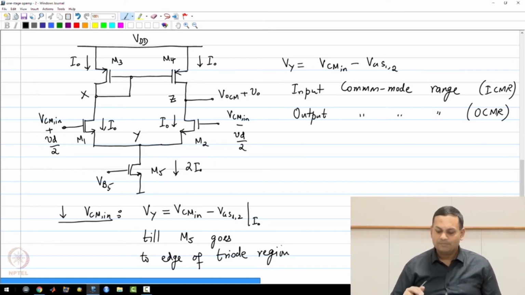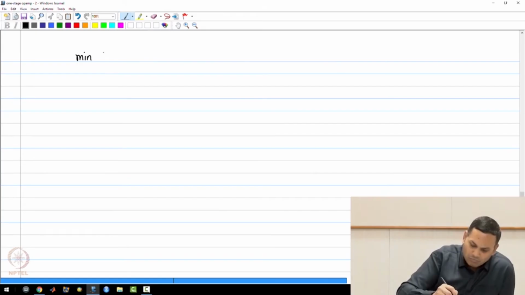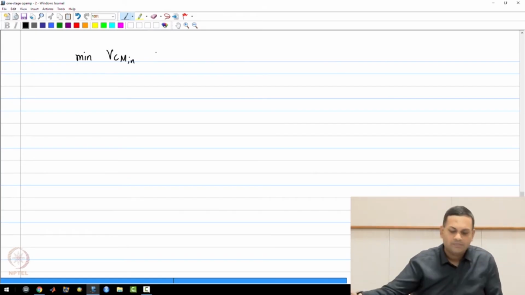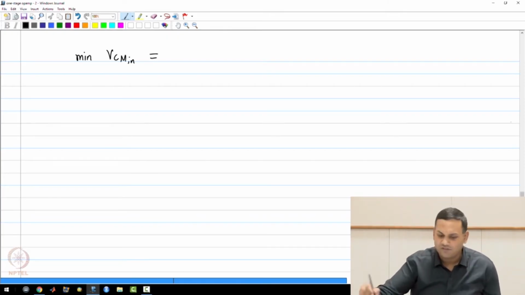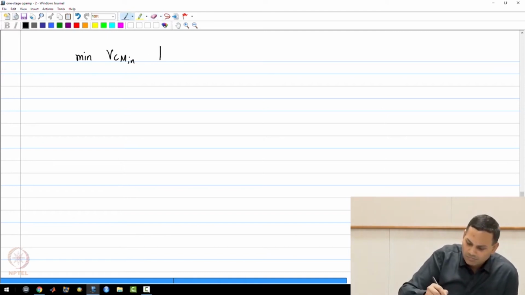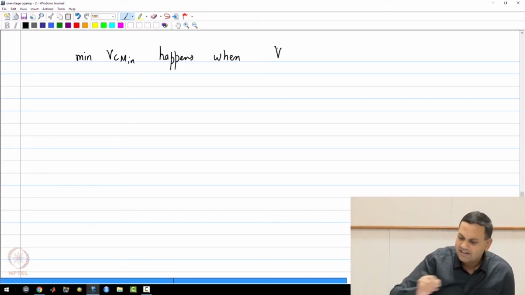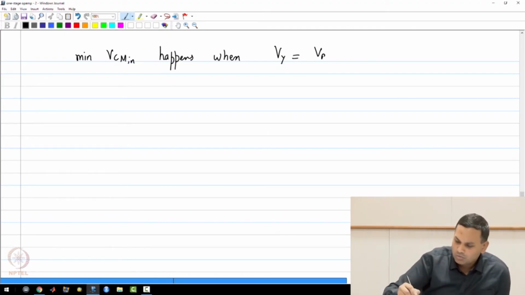So till that happens, the circuit will behave properly, and the GM, RDS, etc. of M1, M2, M3, M4 will be maintained. So the minimum value of VCM in will happen when M5 is at the edge of triode region, and at that point Vy is equal to VB5 minus VT5.